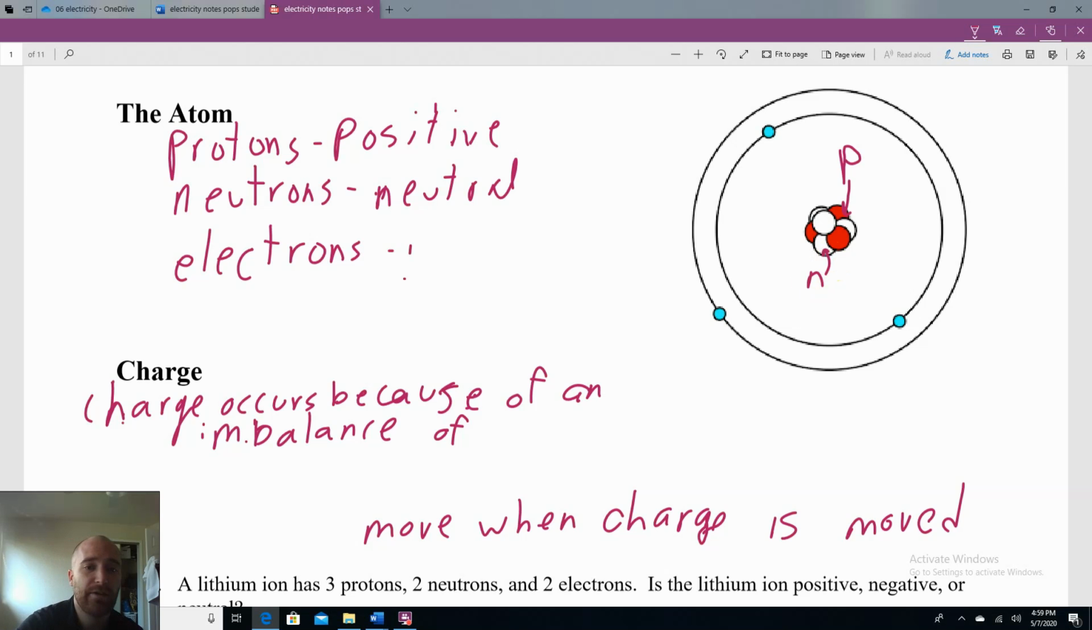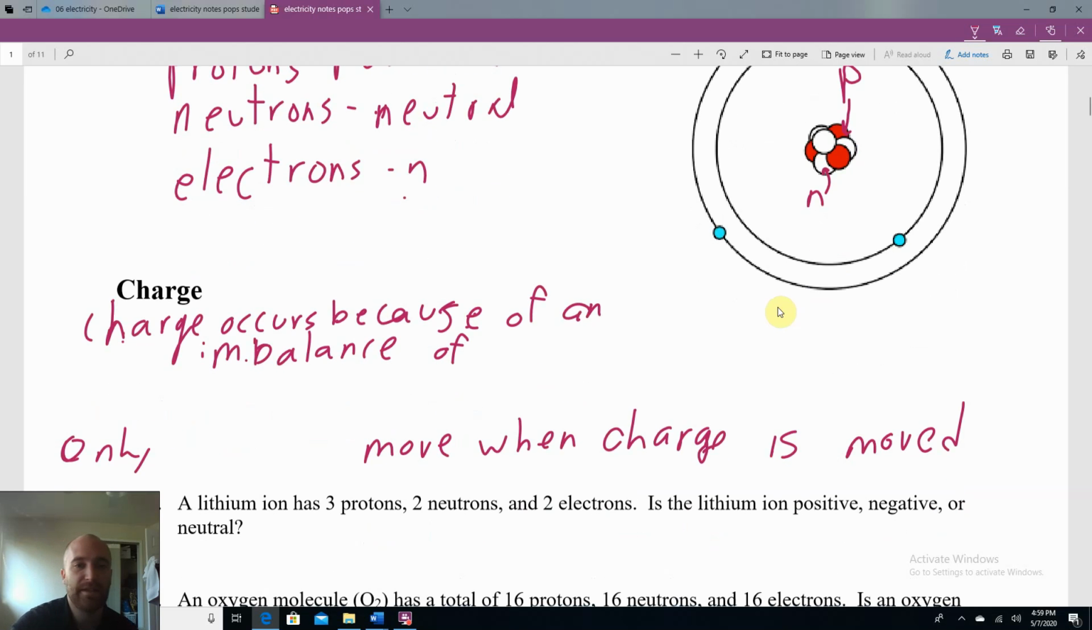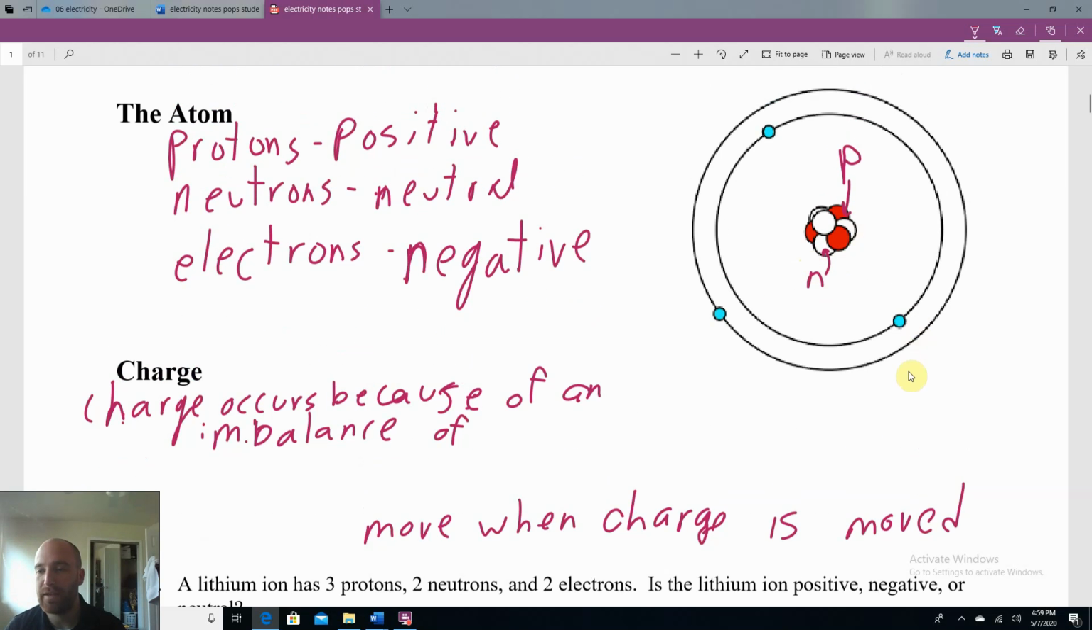Electrons are our negative particles, and they exist inside of an atom as well. Electrons are located on the outside of the nucleus. They orbit the nucleus, kind of like this. This is a simple picture of an atom. We have our protons and neutrons inside of it, and then the electrons on the outside. Again, protons are positive, electrons are negative, and the neutral objects have no charge at all.